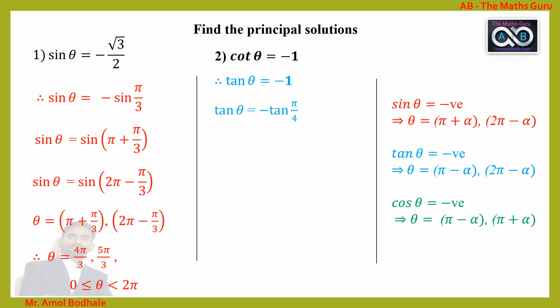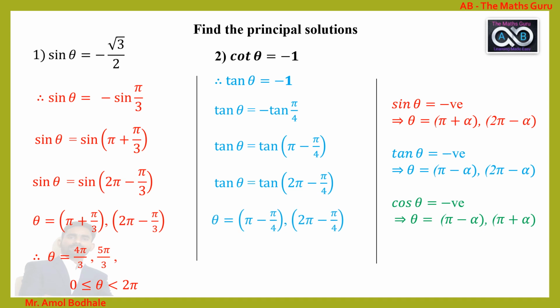The angle that lies in the second quadrant can be written as pi minus alpha, and the angle that lies in the fourth quadrant can be written as 2 pi minus alpha. So therefore we can say the solutions are pi minus pi by 4 and 2 pi minus pi by 4. So therefore tan theta equal to tan of pi minus pi by 4 and tan theta equal to tan of 2 pi minus pi by 4. So therefore theta equal to pi minus pi by 4 and 2 pi minus pi by 4 are the principal solutions. Therefore theta equal to 3 pi by 4, 7 pi by 4 are the principal solutions, where 0 less than or equal to theta less than 2 pi.